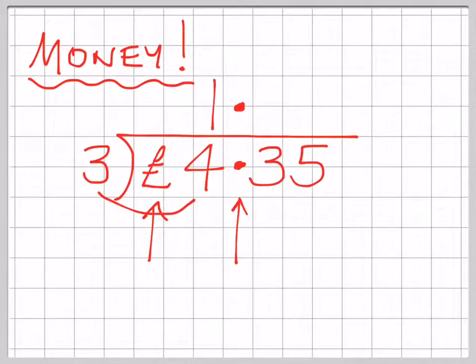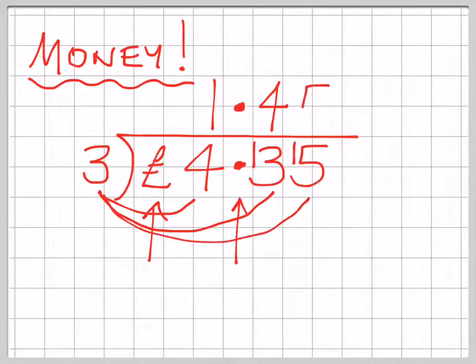There's 1 with 1 left over. How many 3s are there in 13? Well, 4 lots of 3 would give us 12, so we've got 1 left over to make 13. How many 3s are there in 15? There's 5. So £1.45 would be our answer.